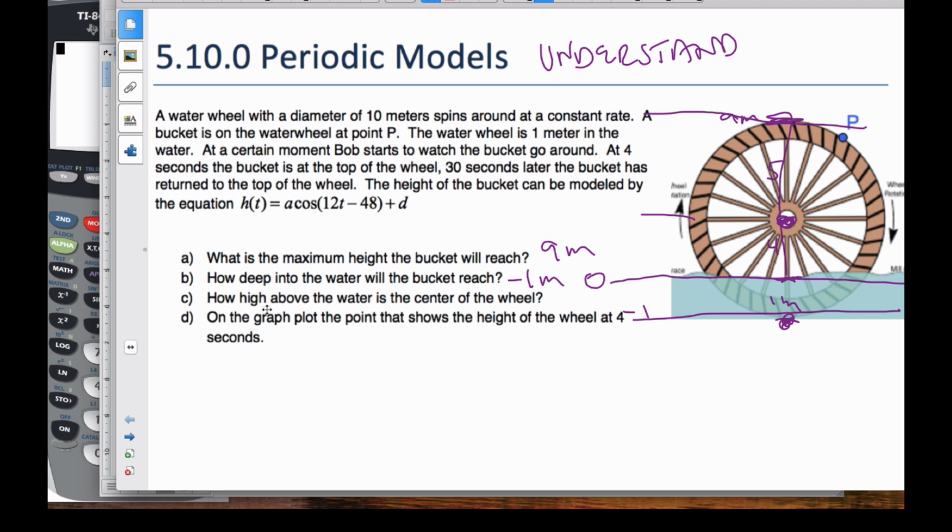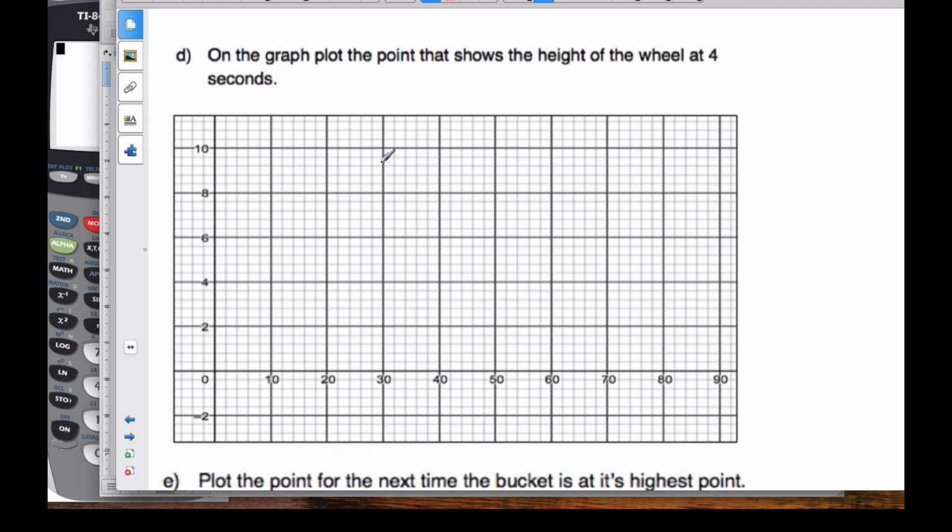So how high above the water is the center of the wheel? Well, it's 10 in total. Half is 5 and 5, so I know that from here all the way up to the center of the wheel has to be 4 meters. So on a graph, it wants us to plot the point that shows the height of the water at 4 seconds. The reason for the 4 seconds is because at 4 seconds, it's at the top of the wheel. So when it's up here, it's 4 seconds. So it says graph that.